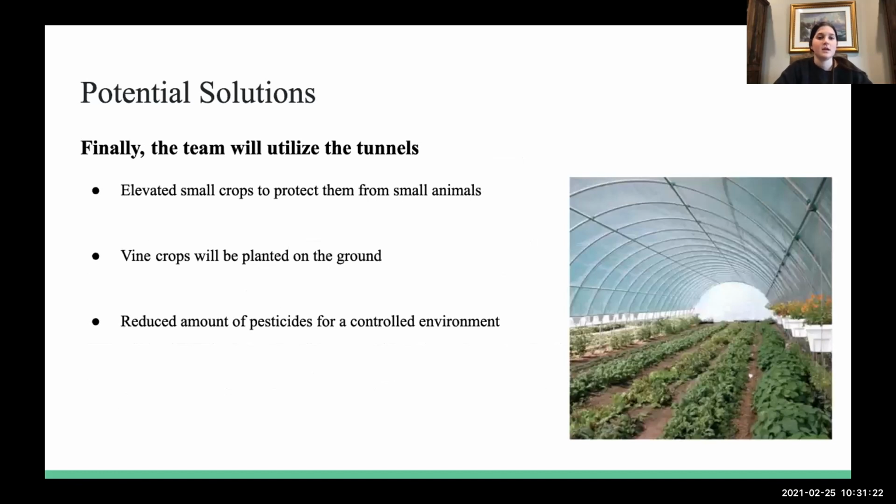And then the last thing is we will utilize the tunnels, and these tunnels can also be used for the shading of the crops. The elevated small crops will be protected from the small animals, and the vine crops will be planted on the ground. This will also reduce the amount of pesticides needed since it is a controlled environment.